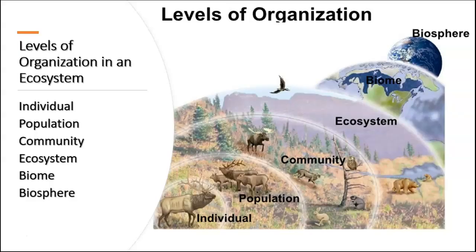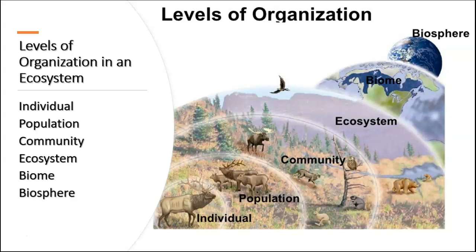When we look at an ecosystem, ecosystems have levels of organization just like organisms do. We'll start with the individual organism, of course. The individual organism is part of a population. A population is other members of the same species. In this case, it's an elk or a caribou here. There are lots of other kinds of populations that would be in the same area, but this particular one is showing that one.